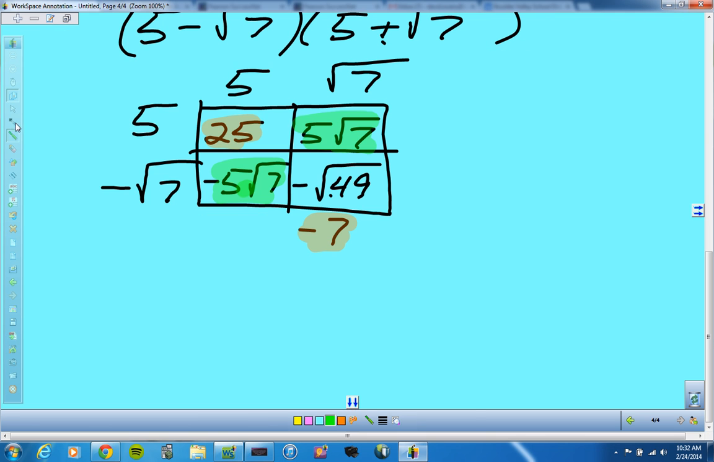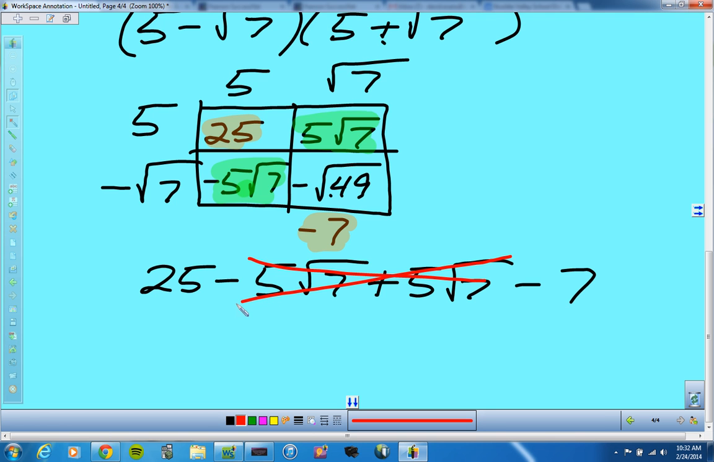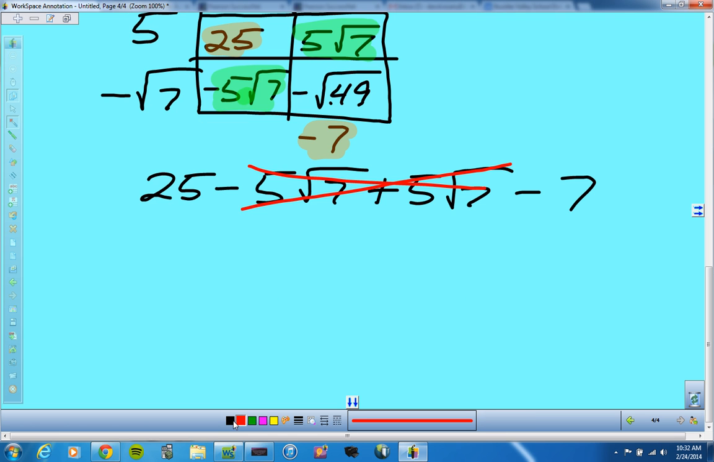Okay, let me just write that out so you can see it. So if we have 25 minus 5 root 7 plus 5 root 7 minus 7. Right, these middle two terms, when you multiply it by the conjugate, will always cancel. So 25 minus 7, 18. Done. Any questions?